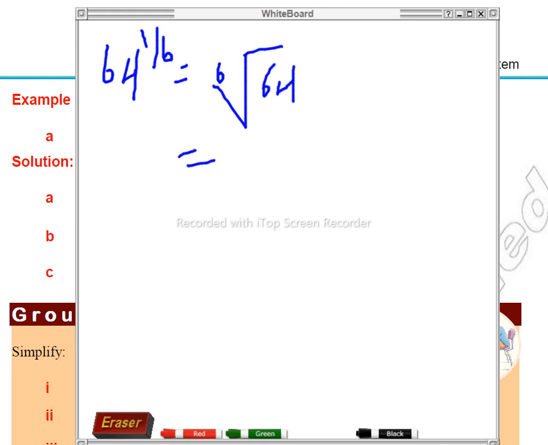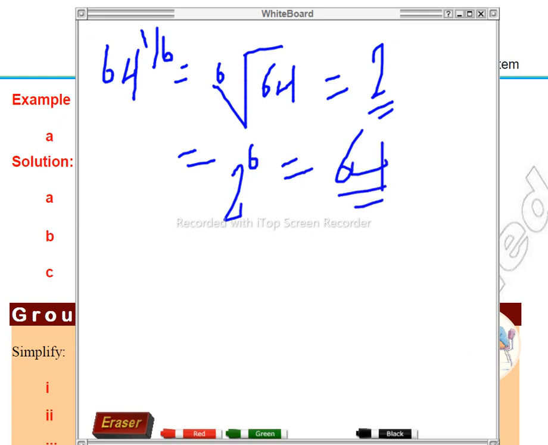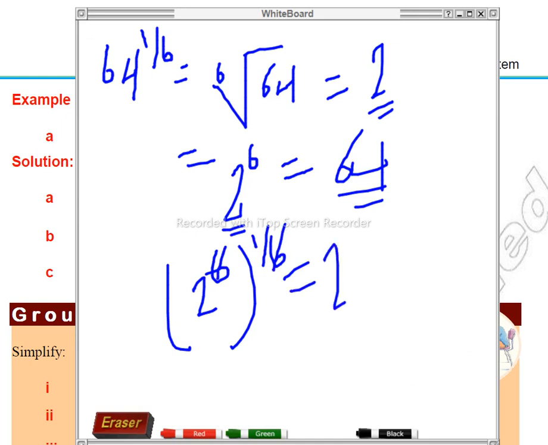As we know, this is directly 2, because 2 to the power of 6 is equal to 64. So this is equal to this. So 2 to the power of 6 in the whole 64 means 2 to the power of 6, and we have here 1 over 6. So 6 is cancelled by 6, so the answer is 2.